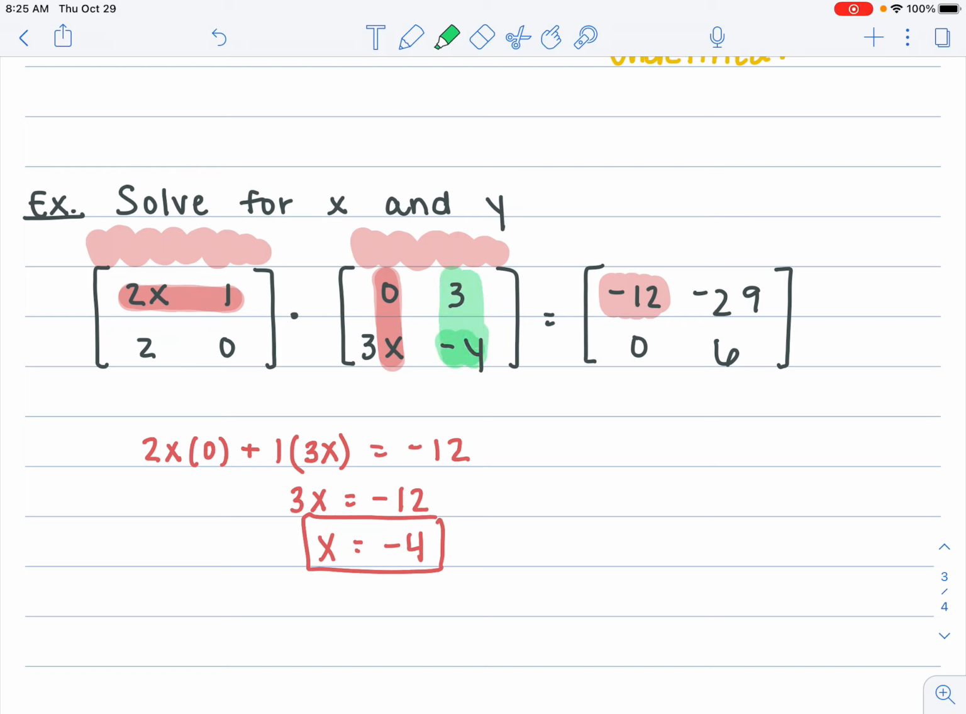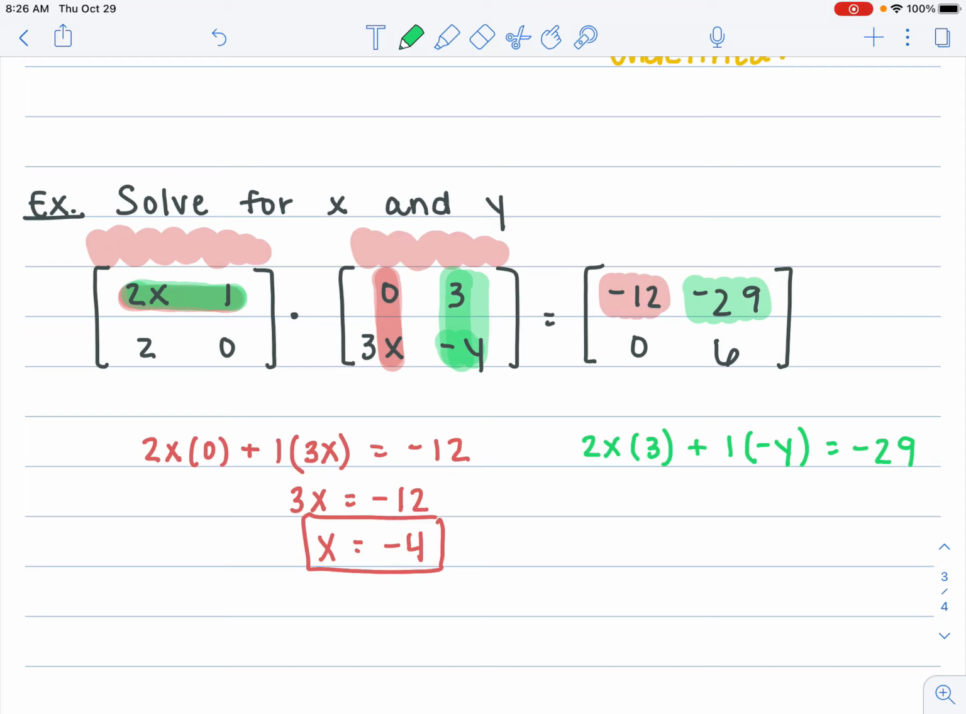All right, now we're going to solve for y. If I look over here, I see my y right here. And so that is in that second column. So I know I have to use the second column, and we're going to figure out which row to use. So let's just try the first row here. First row, second column. So I'm going to do that multiplication. I've got 2x times 3 plus 1 times negative y equals. We have to figure out which entry from our product matrix corresponds to that. So if I do first row, second column, I go to the first row on the product matrix and the second column. That number is negative 29.